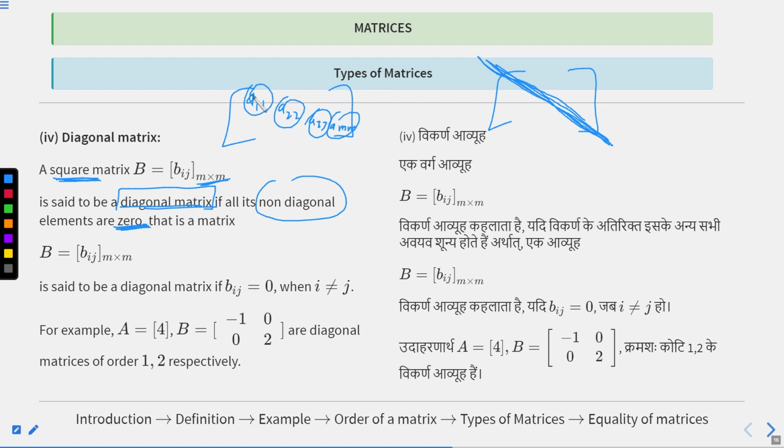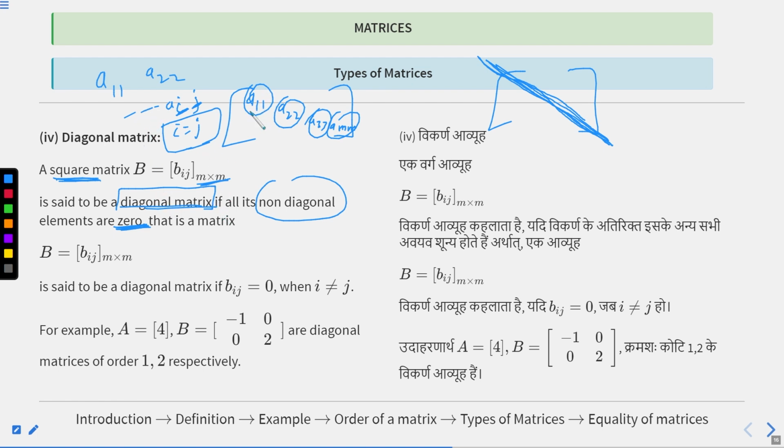Okay, or in this way, A11, A22, anything like that, where A at this position, they will be at the same ith row and jth column. This means i and j must be the same. So we will be calling them diagonal elements.